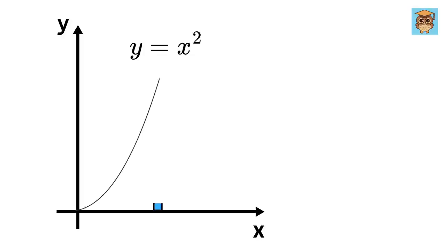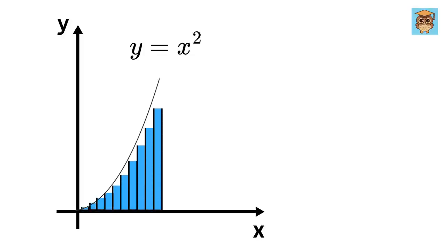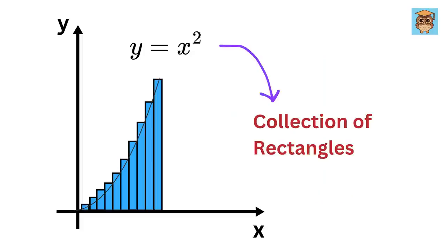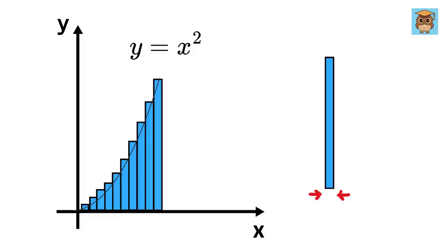For that, just imagine slicing this parabola into very thin vertical slices, almost like we are stacking pieces of paper next to each other. Each of these slices has a tiny width, and each slice is so thin that it looks like a rectangle. Okay, for example, I can approximate this parabola as a collection of these rectangles, right?